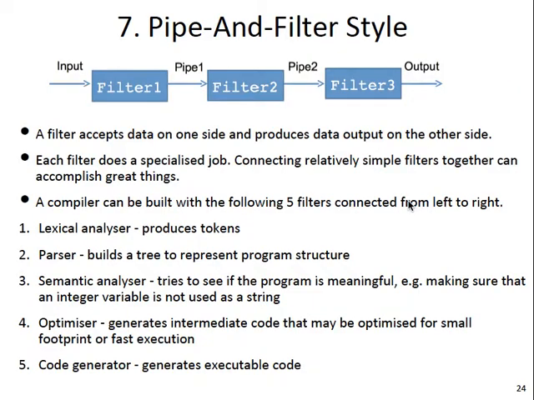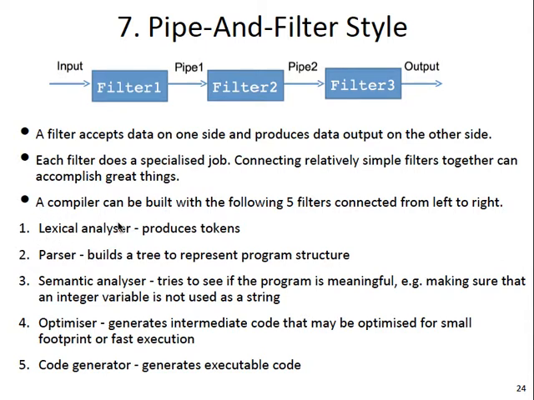And lastly, there is the pipe and filter style. The pipe and filter style will have multiple filters. In this example, we have 3 filters and 2 pipes connecting each adjacent pair of filters, and there's an input and output. So input goes from here, output goes here. For example, think of this.